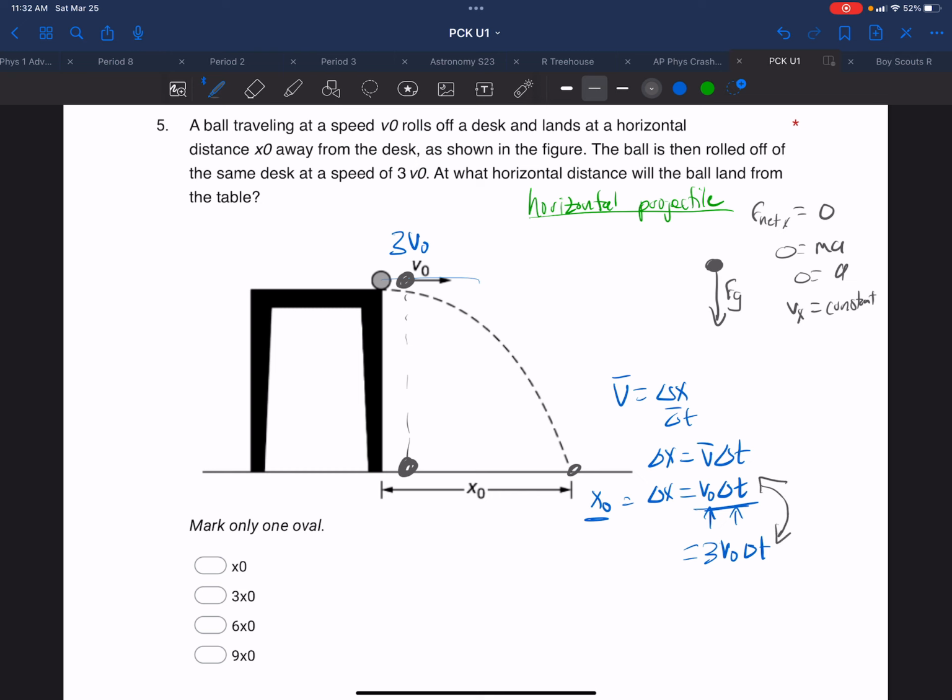So if that's the case, then it would travel a distance 3 times as far. If the delta t's are the same and the horizontal velocities are 3 times as large, the distance will be 3 times as large.